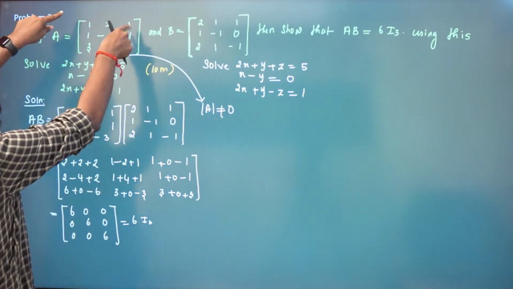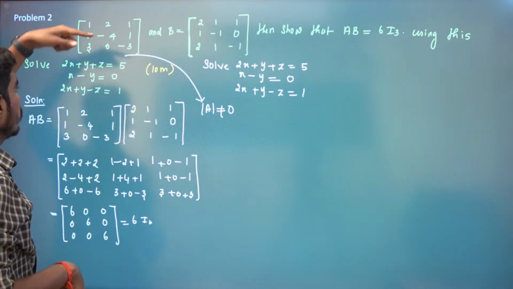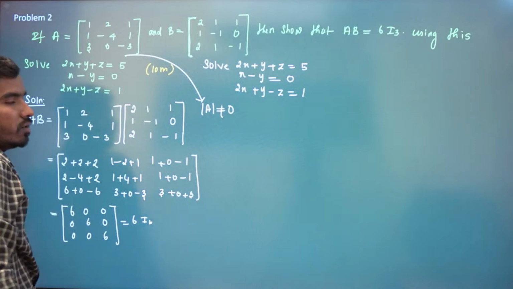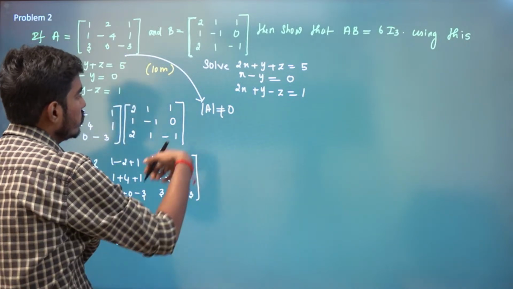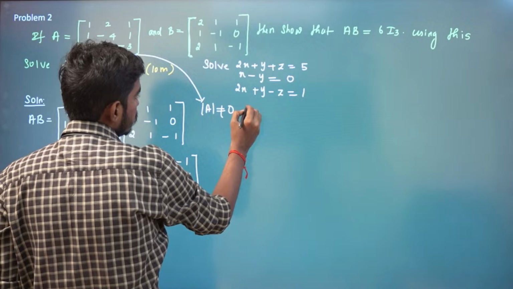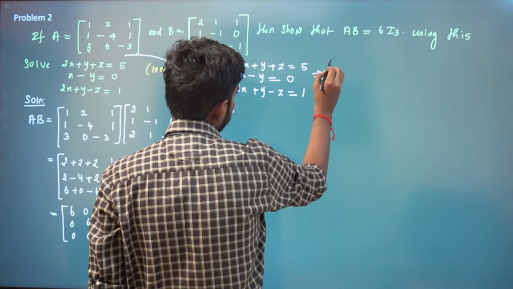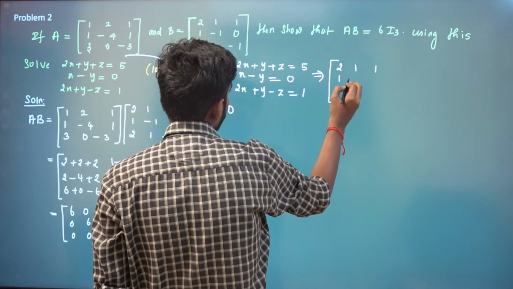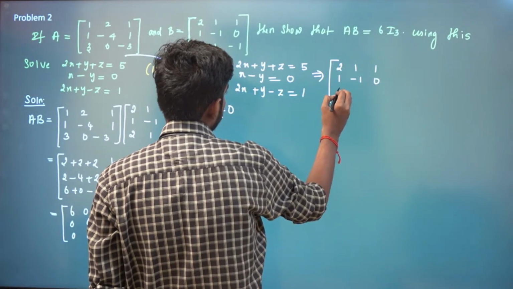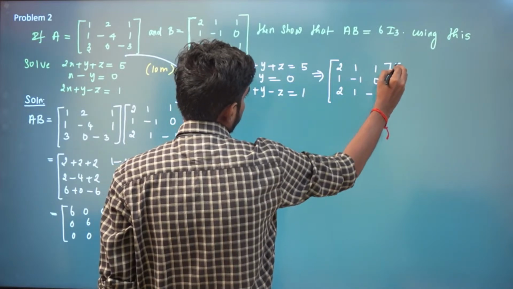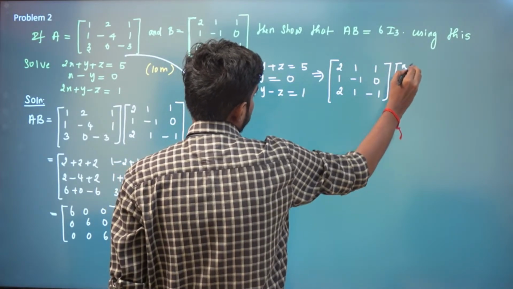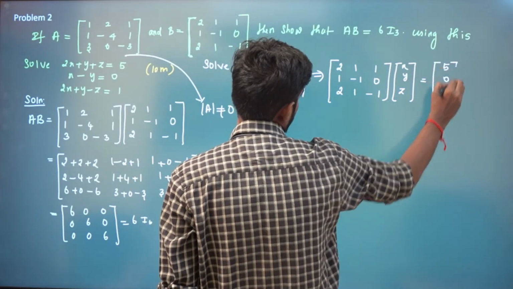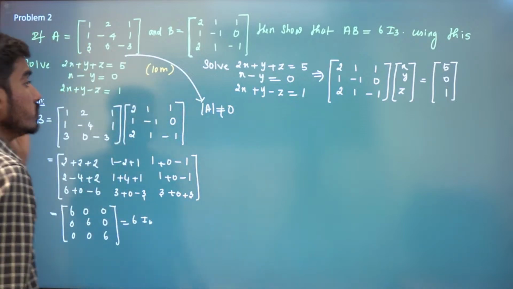So 1 times 12 minus 2 times minus 3 minus 3 minus 6. So minus 12 and 1 times 0. Yes, it will be non-zero, right? Okay, the determinant of A is non-zero. Now we will solve this by the matrix method. I can write this as 2 1 1, 1 minus 1 0, 2 1 minus 1 times x y z equal to 5 0 and 1, right?